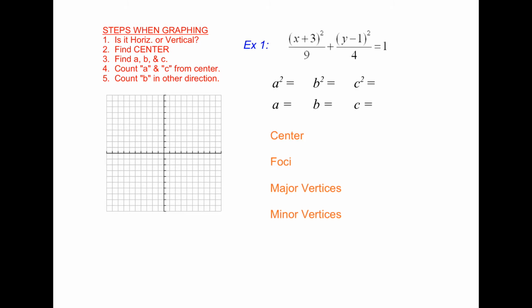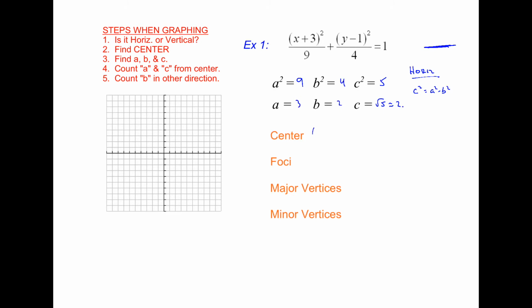So what do we know about this? Well, because the A squared is the largest, and it's underneath the X value, we think X axis. So therefore we know this is horizontal. We know B squared is 4. C squared, that relationship, C squared is equal to A squared minus B squared. So 9 minus 4 is 5. And then to get the actual distances, we take the square root of each of these. And the square root of 5 is approximately 2 point something, and that'll just help us kind of count to graph.